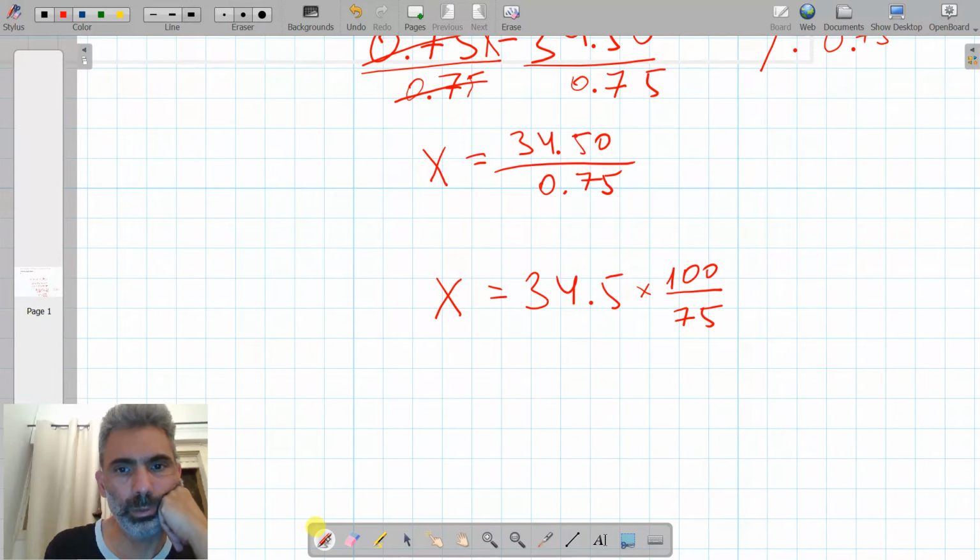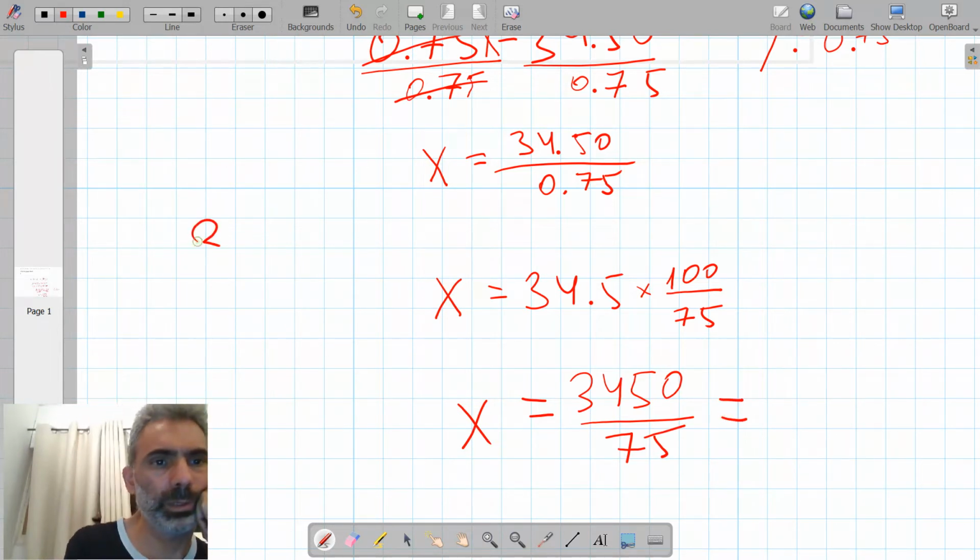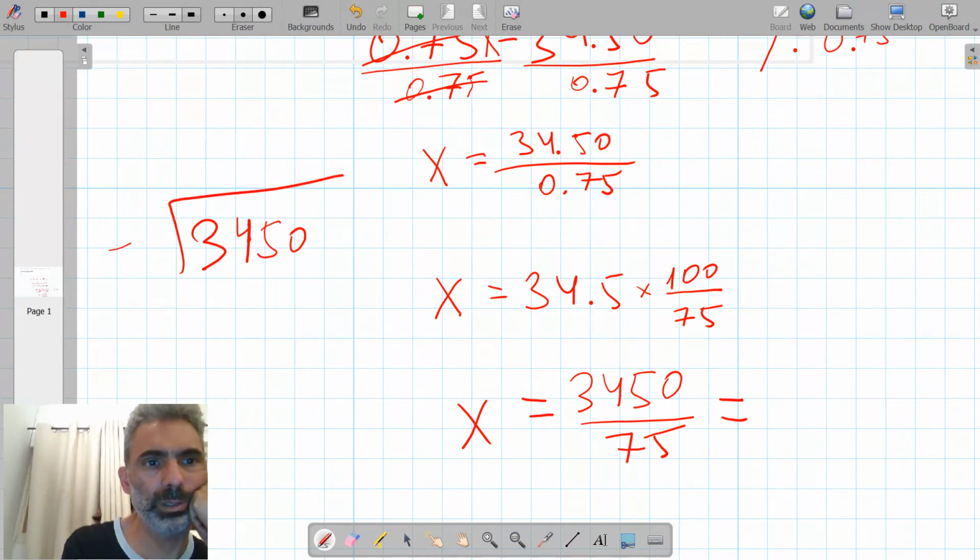Okay, so X equals, we need to shift the decimal point 2 places to the right. So 3, 4, 5, 0. So this 34.5 times 100 is 3450 divided by 75. So this equals 3, 4, 5, 0 divided by 75.